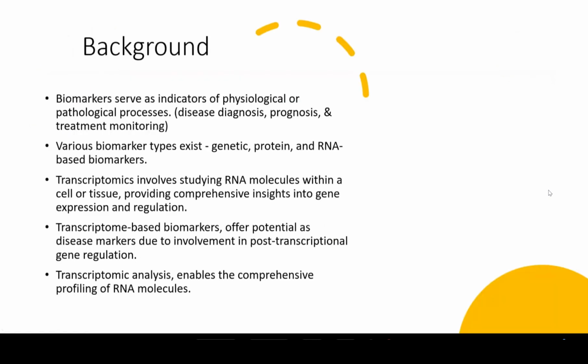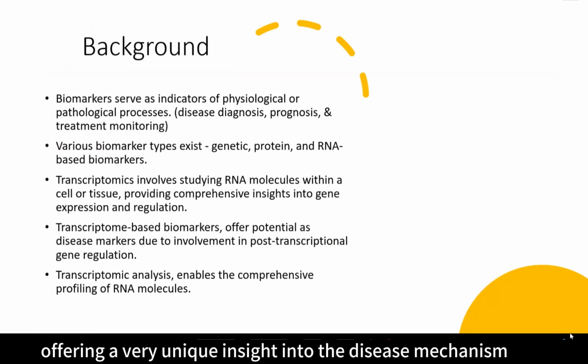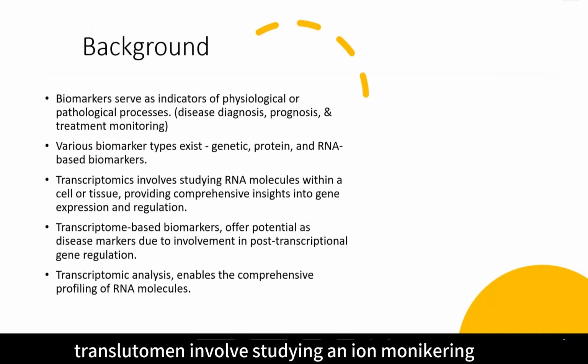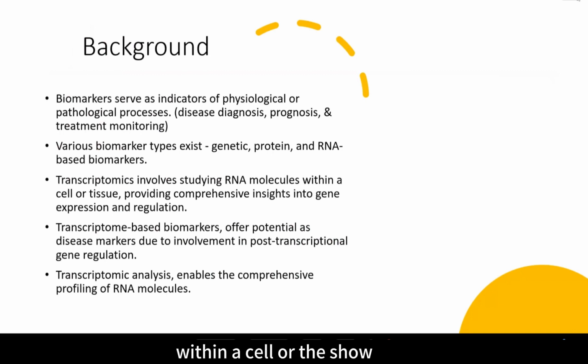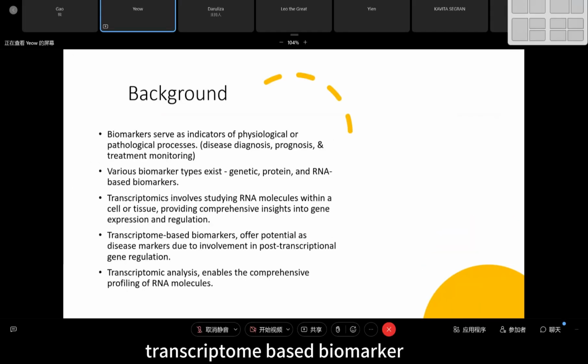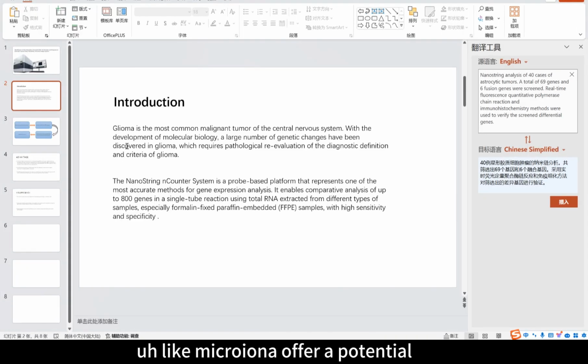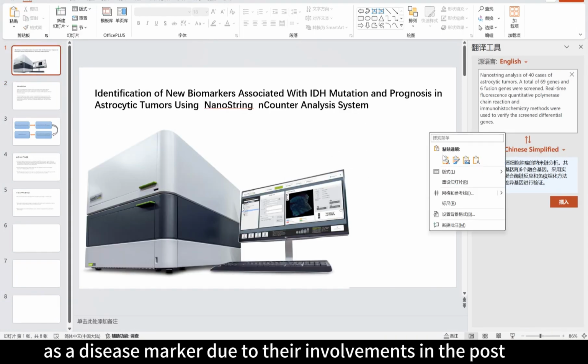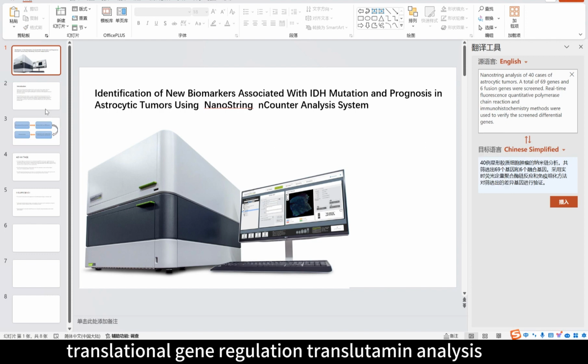Before we dive into the workflow, advantages and limitations of this approach, let's see a quick background on this topic. Biomarkers serve as indicators of physiological or pathological processes. So they are very important in disease diagnosis, prognosis, and treatment monitoring. There are various biomarker types, for example, genetic, protein, and RNA-based biomarkers. Each of them offers a unique insight into disease mechanisms. Transcriptomics involves studying RNA molecules within a cell or tissue, providing comprehensive insight into gene expression and regulation. Transcriptome-based biomarkers like microRNA offer potential as disease markers due to their involvement in post-transcriptional gene regulation.